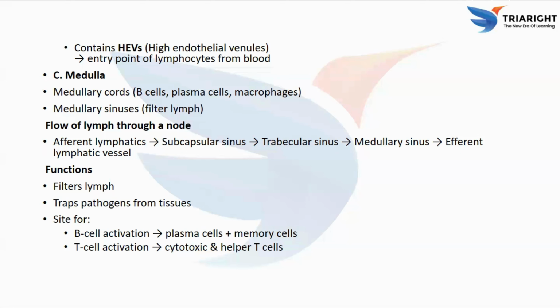So lymph nodes often swell during infection because B cells and T cells multiply rapidly. So this increases the immune cell traffic. Swelling is nothing but reactive lymphadenopathy. Painful nodes usually indicate infection, whereas non-painful nodes may suggest chronic disease or malignancy. So this is about the lymph node.